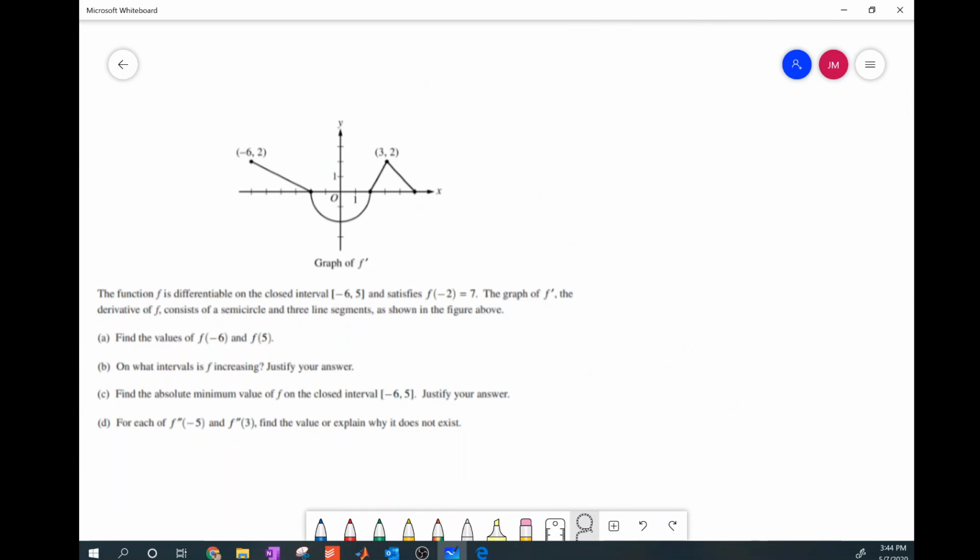So for part B, on what intervals is f increasing? Justify your answer. Now remember, in order for f to be increasing, that means f prime of x is greater than 0. And since this is the graph of f prime, this is actually a really simple question so long as you understand what you're looking at. That means everything we're looking at is wherever it's above the x-axis.